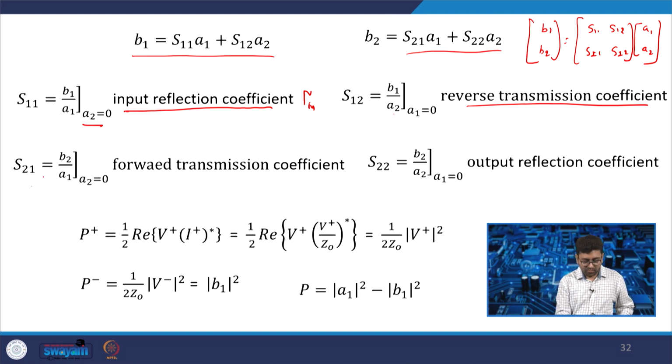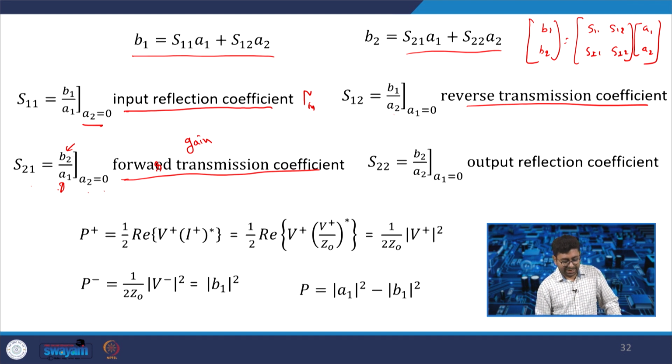Then S21, which is B2 by A1, where A2 is equal to 0. This is mentioned as the forward transmission coefficient, and that is also mentioned as the gain when there is an active component, because B2 is the output and A1 is the input. So, output voltage by input will give you the gain. In many amplifiers, mostly low noise amplifiers and power amplifiers, S21 is considered as the power gain.